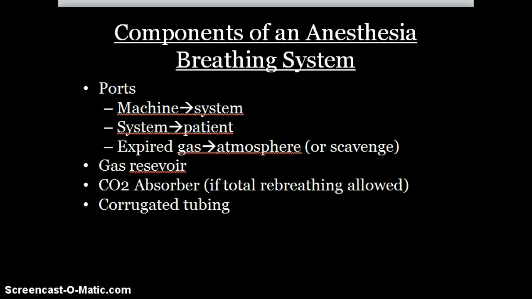An anesthesia breathing system consists of a series of ports that allow connection of the system to the machine, the system to the patient, as well as a valve through which expired gas is vented. A bag or tubing functions as a reservoir for gas. A CO2 absorber, if total rebreathing is allowed, eliminates expired CO2, and corrugated tubing allows for a flexible connection of components from the anesthesia machine to the patient.